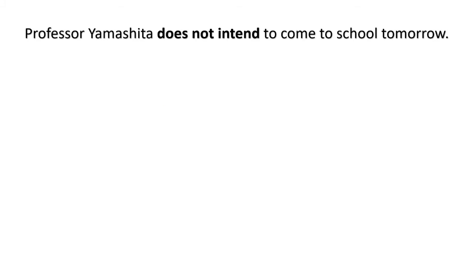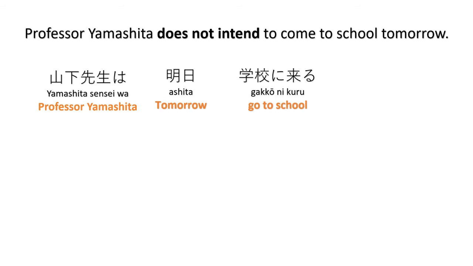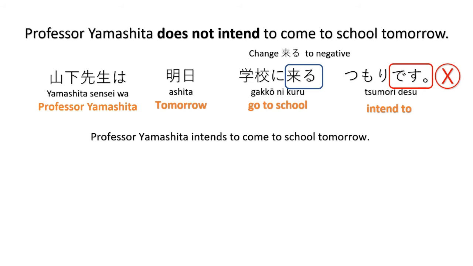Another example. Professor Yamashita does not intend to come to school tomorrow. Yamashita sensei wa ashita gakkou ni kuru tsumori desu. Professor Yamashita intends to come to school tomorrow. Now here, tsumori desu, we retain tsumori desu. We do not change anything, even if it is in the negative, okay? What we change here, however, is kuru. We change kuru to negative form.